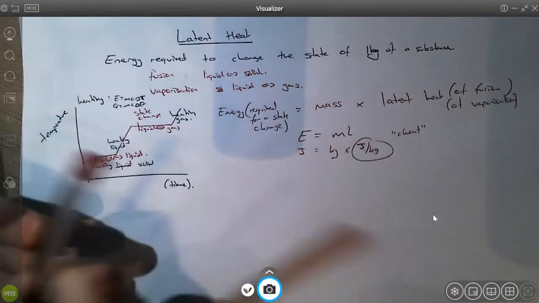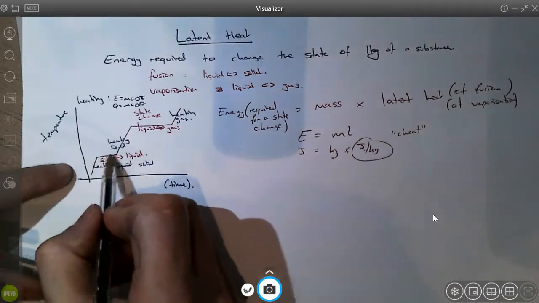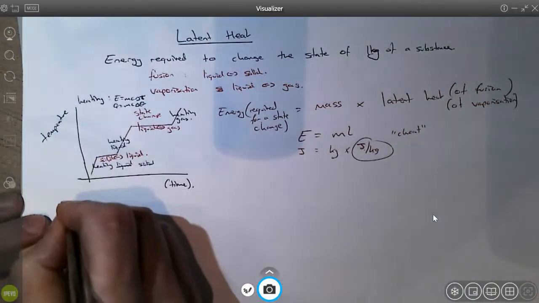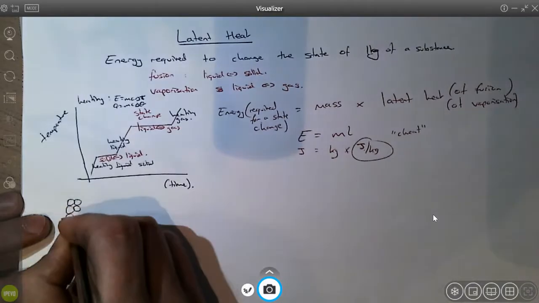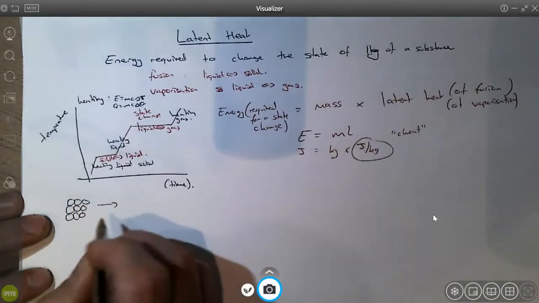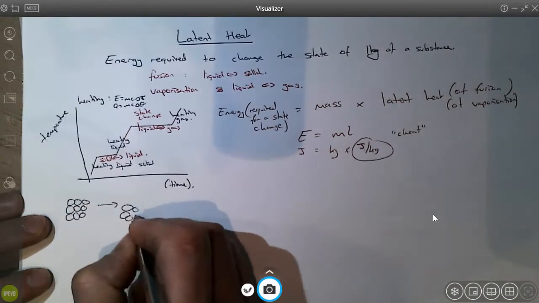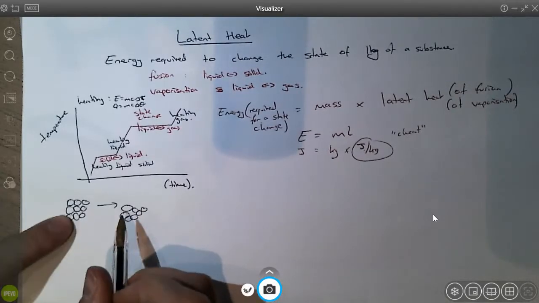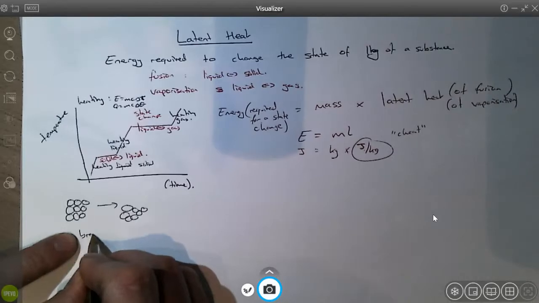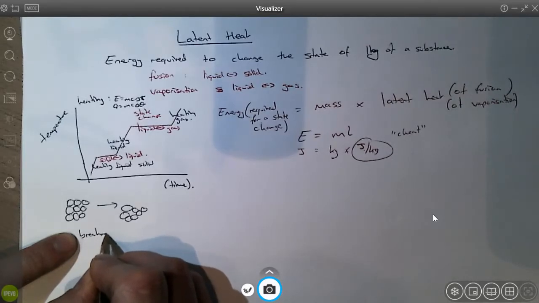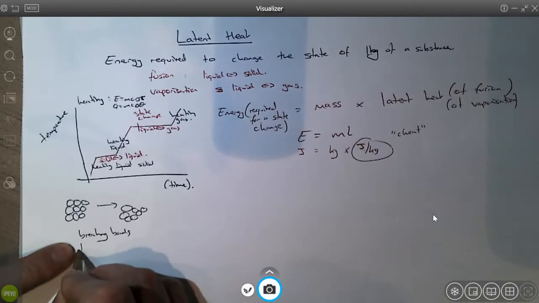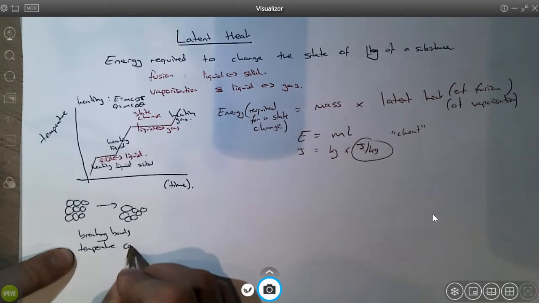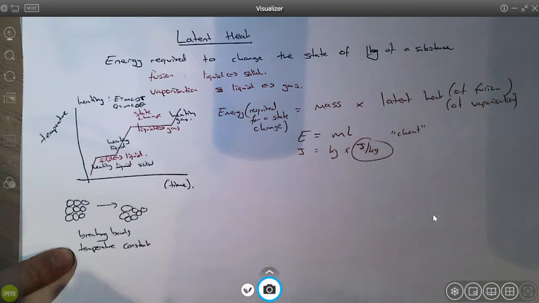And if you look at this graph here, you'll notice that this line here from solid to liquid is shorter than the state change from liquid to gas. Why is that? And this is important. That's because if we're going from a solid to a liquid, we aren't really changing much. Okay. Yes, we're breaking some bonds. And because we're breaking bonds, the temperature stays constant, which is, of course, a basic fact that students will know.